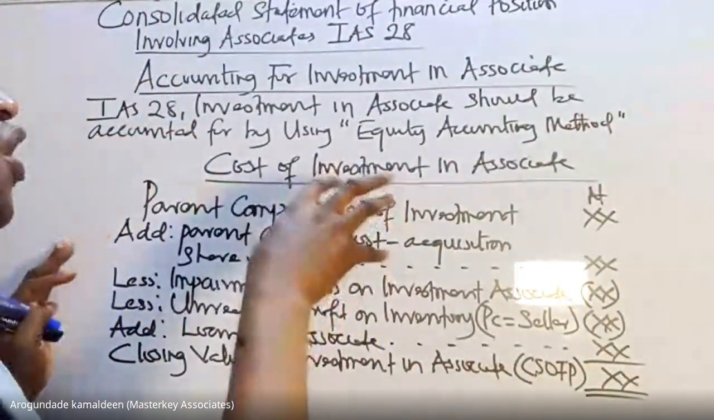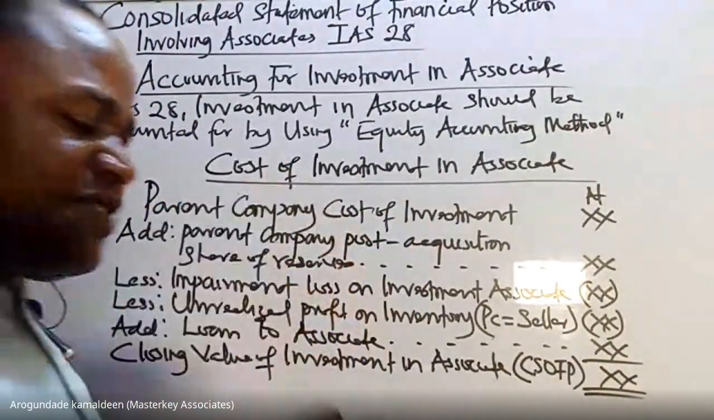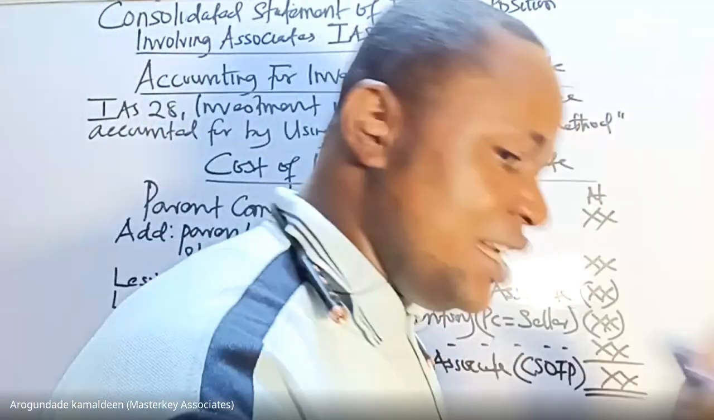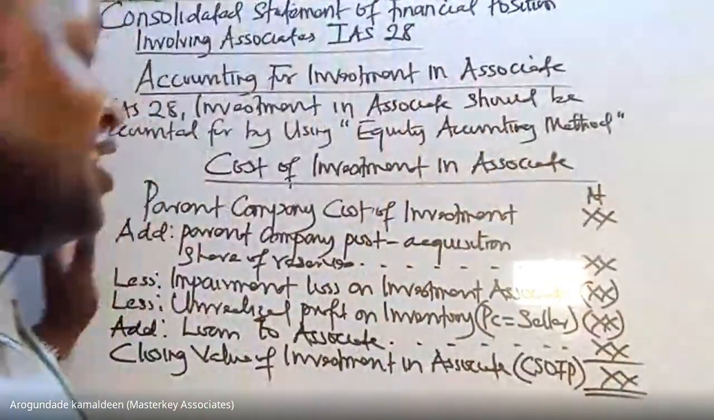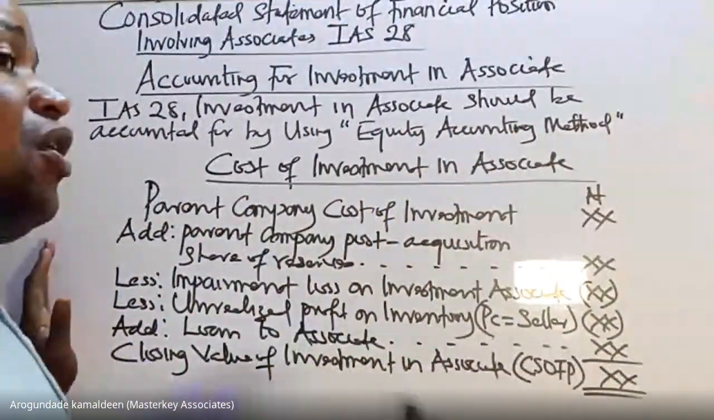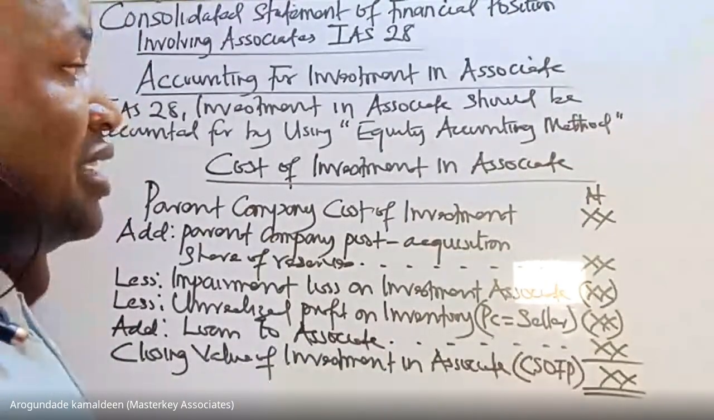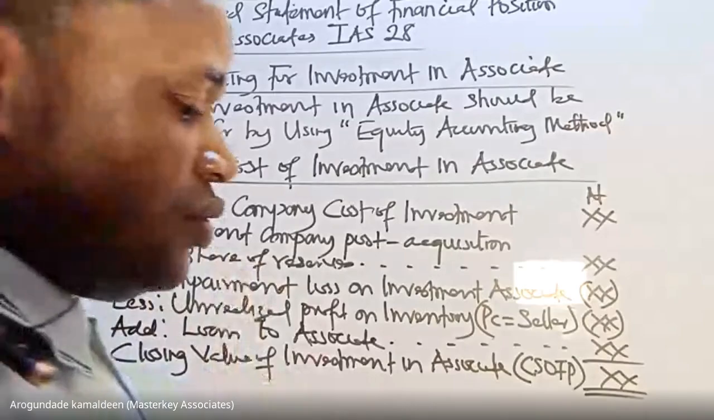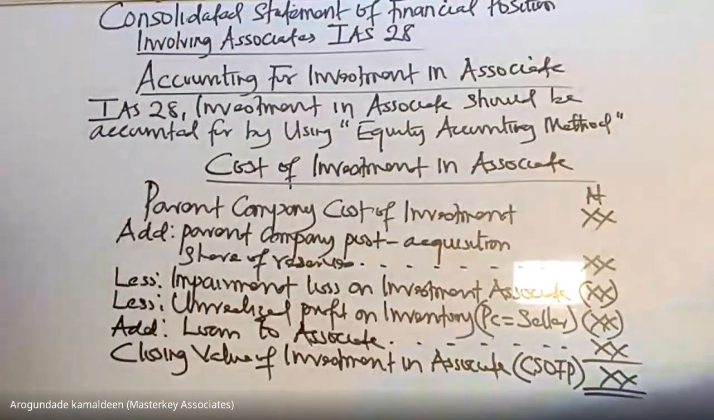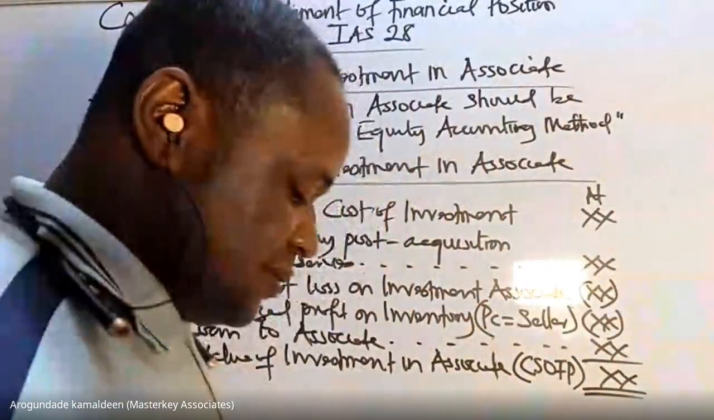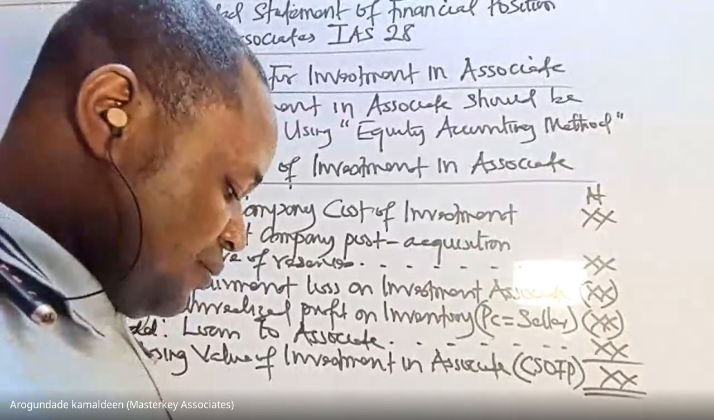So we are still on the statement of financial position now. After this, we are coming to the P or L, okay, for the parent company, subsidiary, and associate. So let's look at the basic adjustment that we might come across.